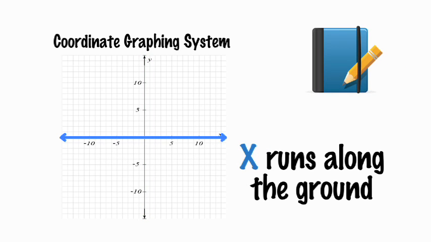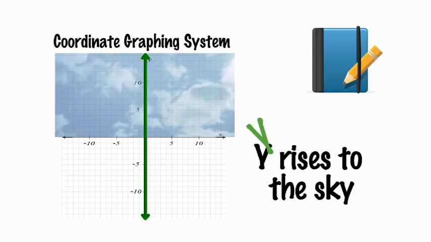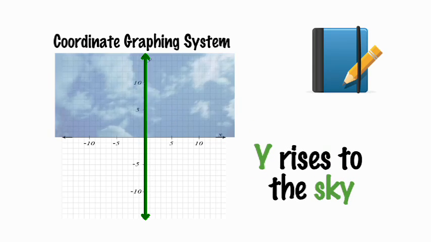X runs along the ground because if I'm running, I want to run flat on the ground. So imagine the X as a little stick figure running along the ground. Y rises to the sky. Y and sky rhyme, so that makes sense.